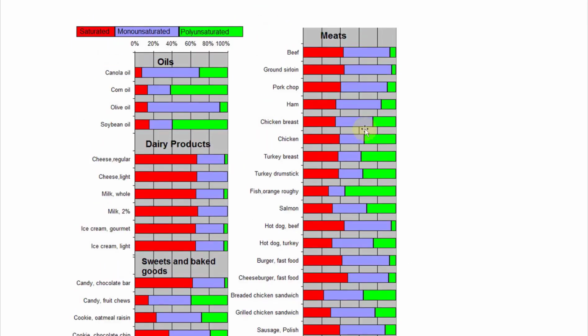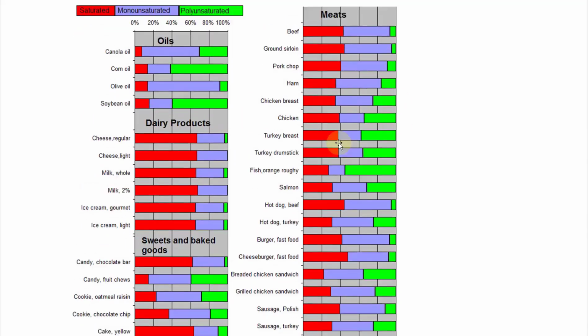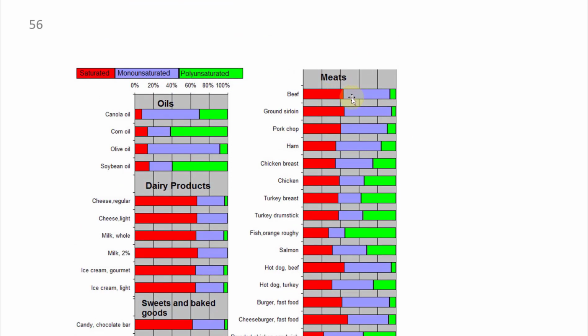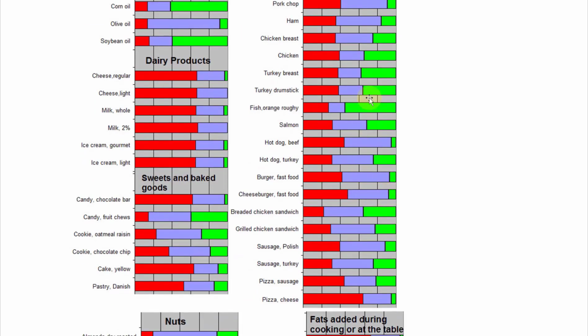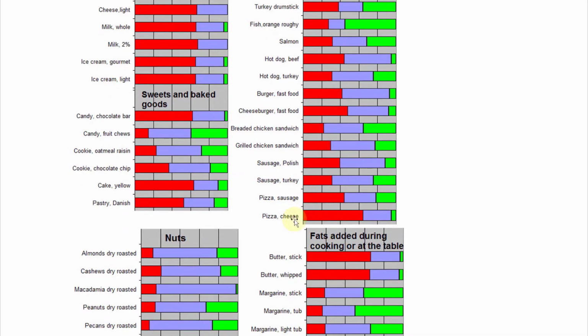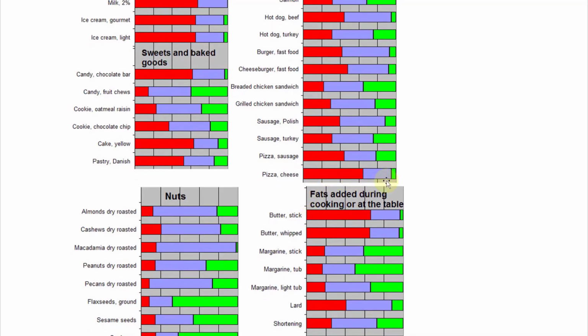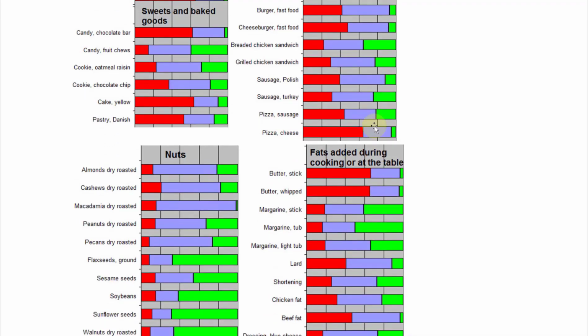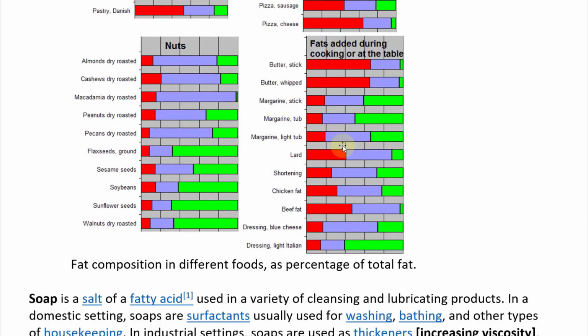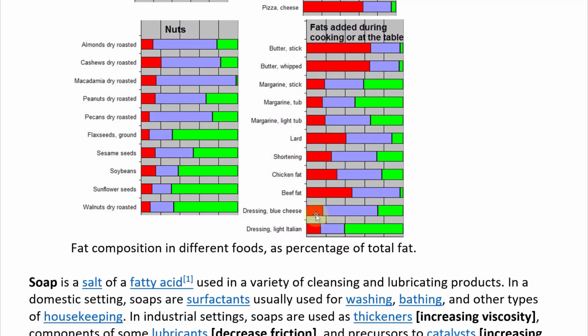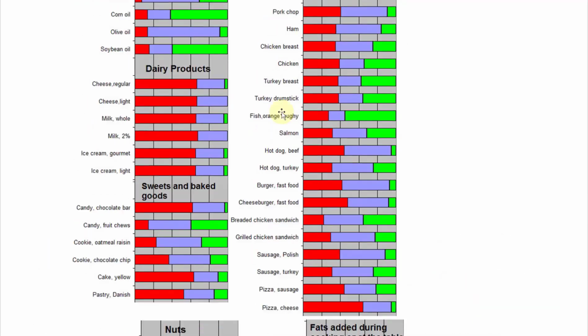And here's meats. Interestingly, meat has less saturated than dairy products, but it has more of a mixture of saturated and monounsaturated. But then fish has a whole lot of polyunsaturated, and so on. So it is a very interesting dynamic. And then pizza or cheese has high saturated, medium monounsaturated, and very little polyunsaturated. And then for fats added during cooking, butter is highly saturated, margarine is in between, and then you have dressings like Italian dressing that are high in monounsaturated, and so on. So that's a good reference there.